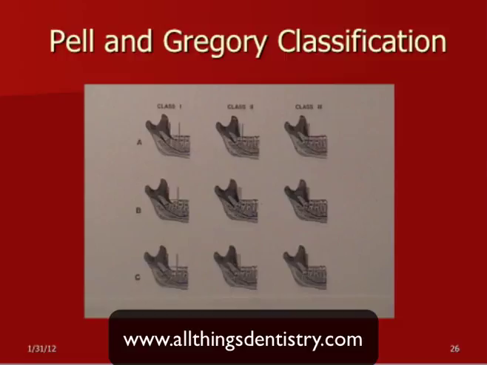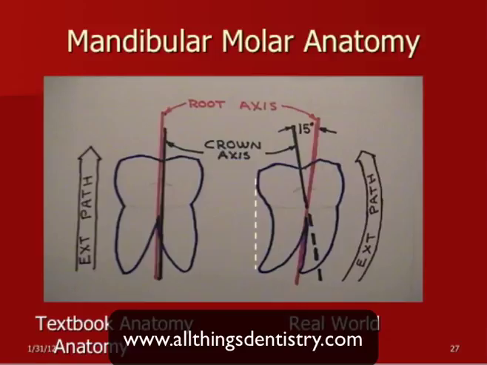1, it's in front of the ramus. 2, it's bisected by the ramus. 3, it's behind the ramus. So if you've got a 3C, that's probably an oral surgeon referral. And why are you taking out a 3C anyway, unless it's symptomatic? So it's just a quick, down and dirty way of classifying the tooth.